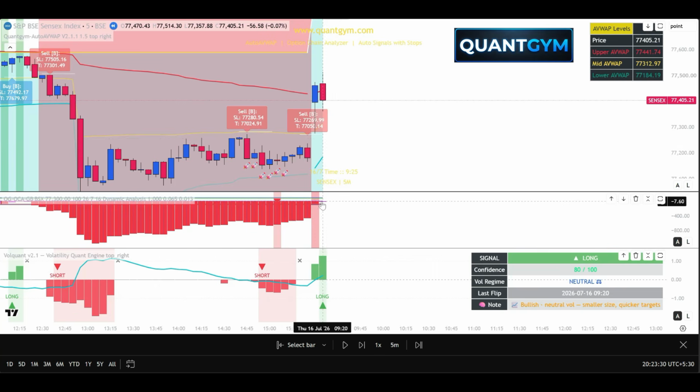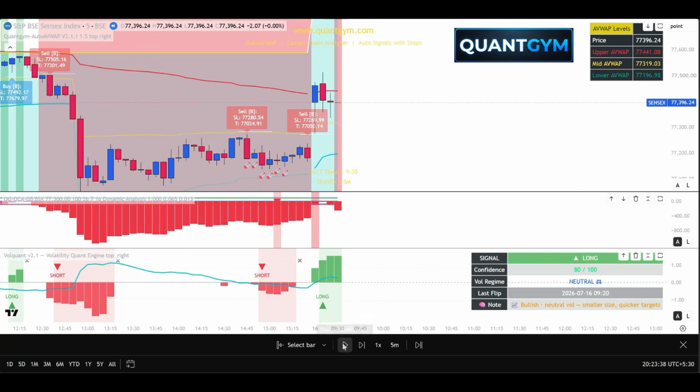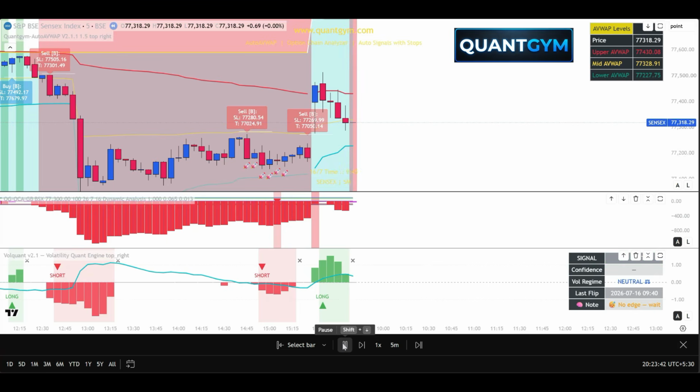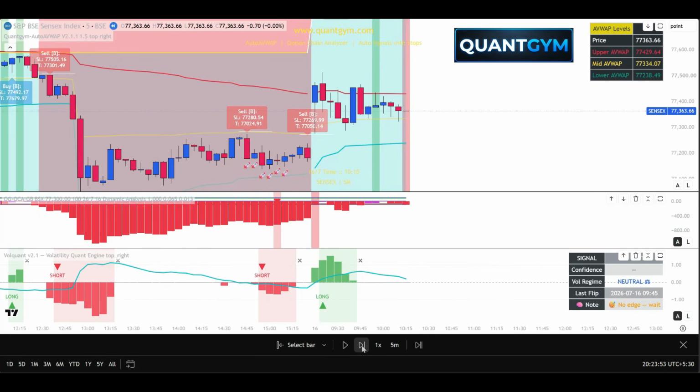On these two bars, if we look at the OCA, those are bearish, and if we look at the vol quant, those are bullish. So there is no similarity in these two signals. They are contraindicating one another. So I'm going forward. Same thing, OCA bearish, vol quant bullish. Same thing going on.